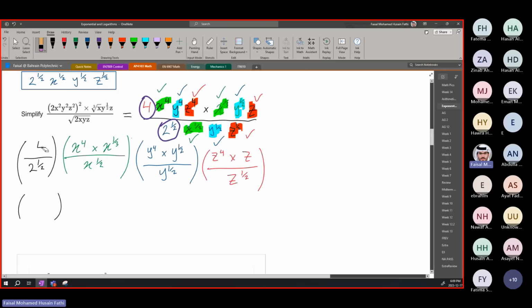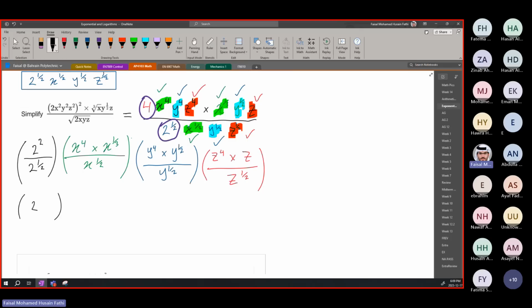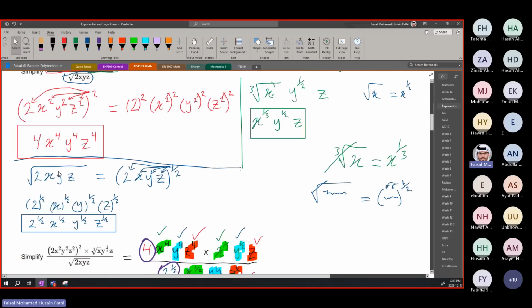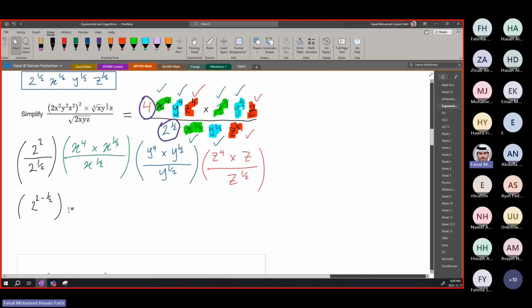Just don't get confused by this. 4 is basically 2 to the power of 2. All right. So you can simply write this as 2 to the power of 2 minus half. Okay? You can simply write it this way. There's nothing wrong with that. Then 2 to the power of minus half.